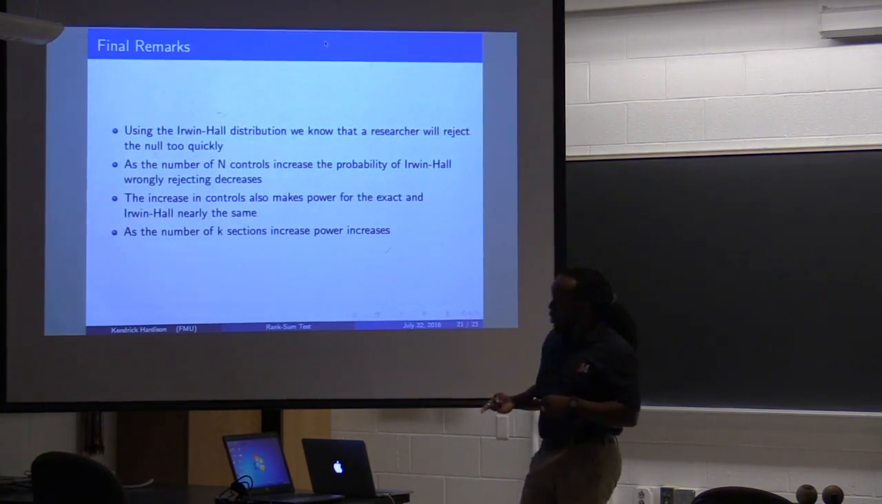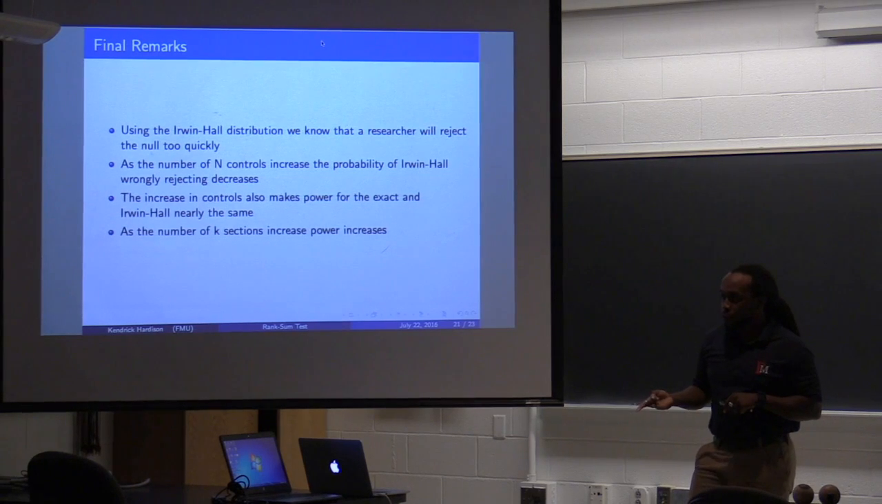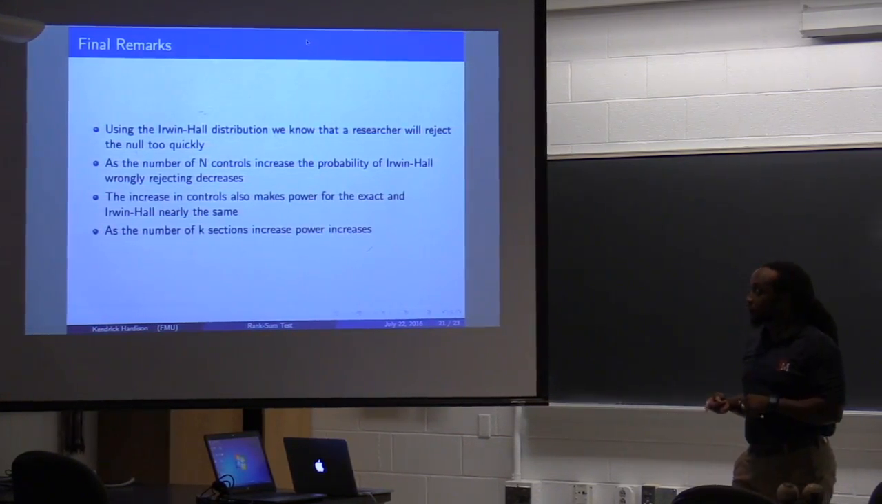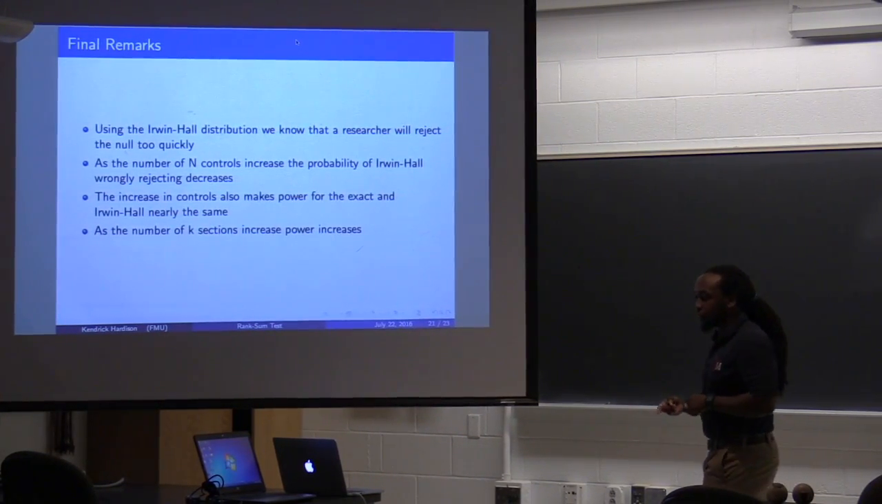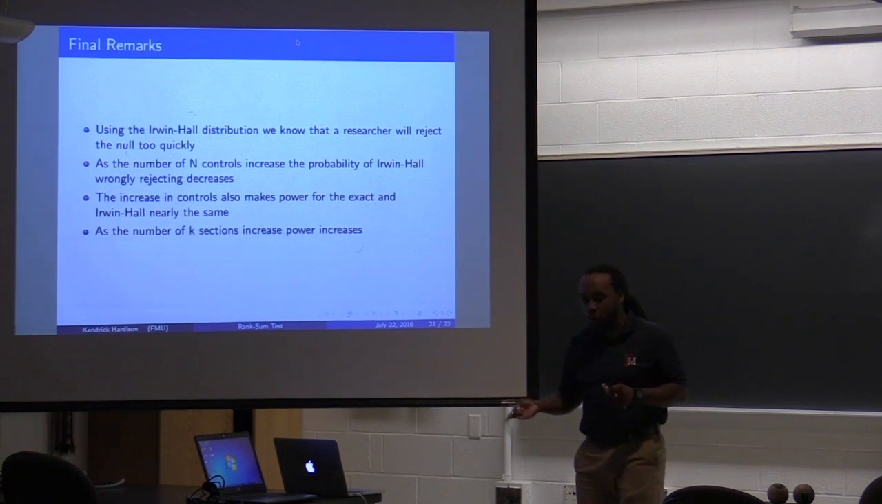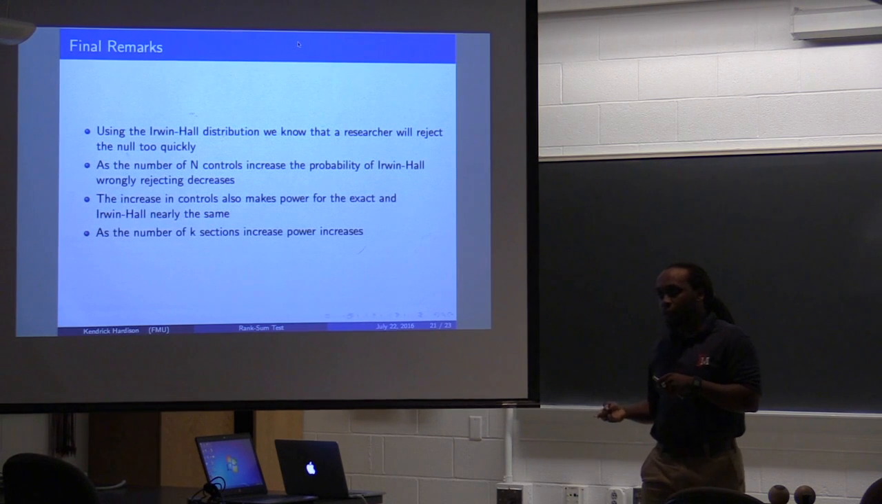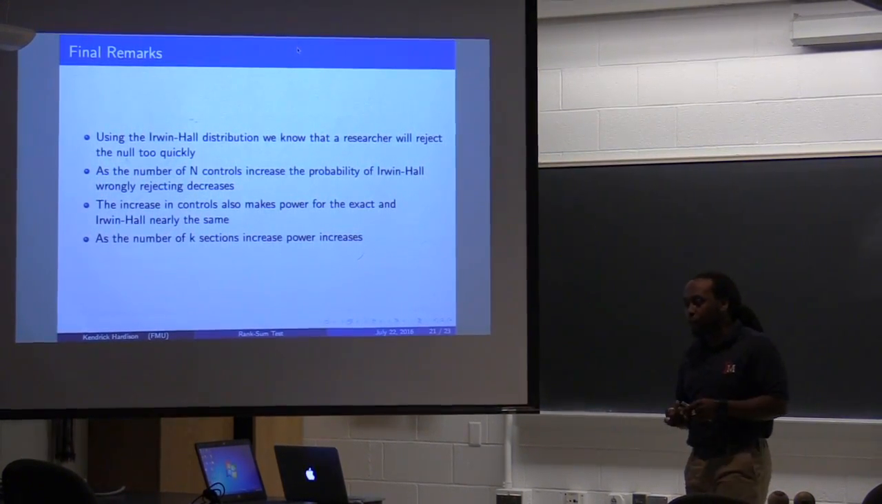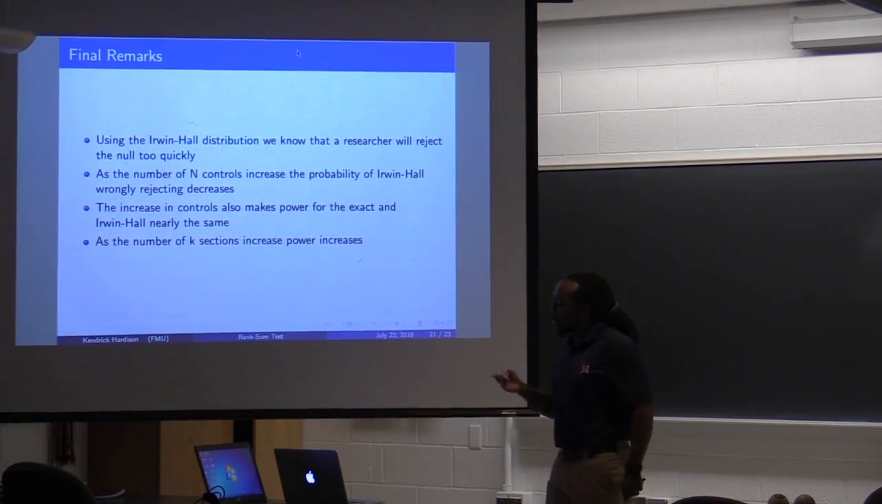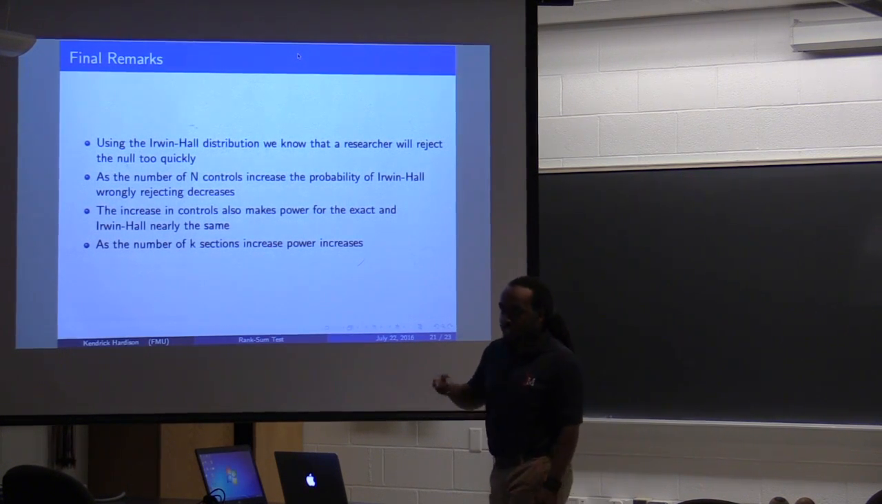So all in all, using the Irwin-Hall distribution, we know that you're going to reject the null hypothesis way too quickly. And as you increase the number of n controls, the probability of Irwin-Hall wrongly rejecting is going to decrease. And both the powers of the Irwin-Hall and the exact are going to converge to one value. And as you increase the number of k sections, your power is going to increase over time.